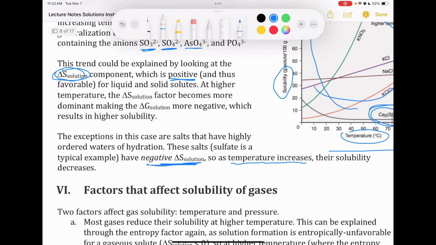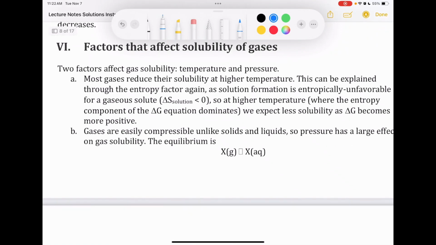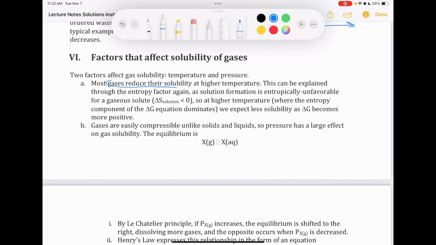Now, what about gases? We've talked so far mostly about solids or liquids, right? We haven't really talked about gases. What happens with gases is more like those exceptions in the salts that we just talked about, which is that they reduce their solubility at high temperature. And we've mentioned this very early on. The reason for this is because a gas has really high entropy. So when you're changing from a gas to aqueous, your delta S of solution is decreasing, or you have a delta S that is negative. And because, again, of that T delta S component in your delta G equation, as the temperature goes higher and higher, the delta S becomes more and more dominant, and so your solubility will also decrease, okay?